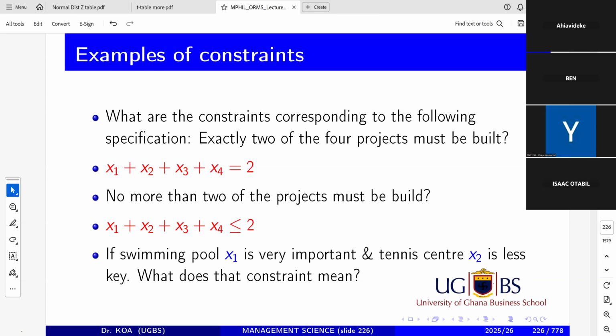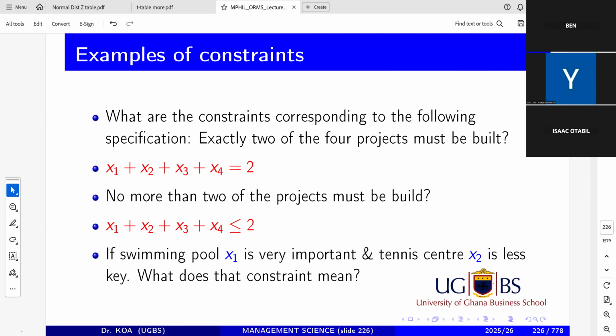Let's go to Ben. So I was thinking it can be the other way around. Since they are asking you what this constraint means, they are saying if swimming pool X1 is very important, what it means is X1 is greater than X2 or X2 is less than X1. So this should be written as what? X1 is greater than X2. Or you can also write it X2 is less than X1. So it should be like this.